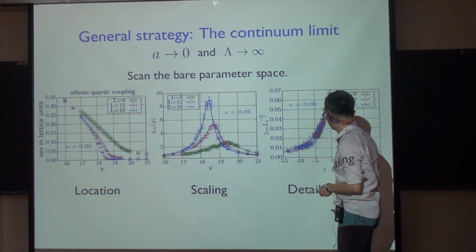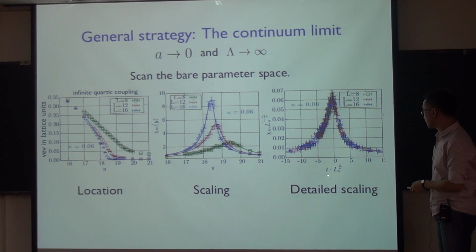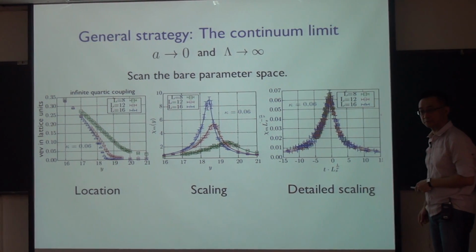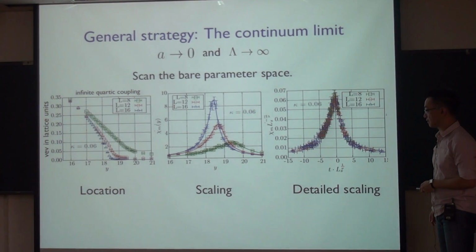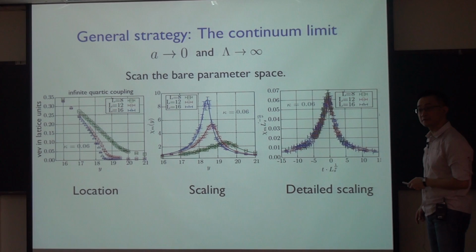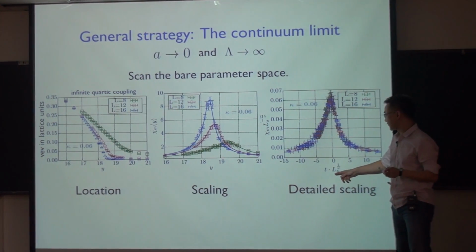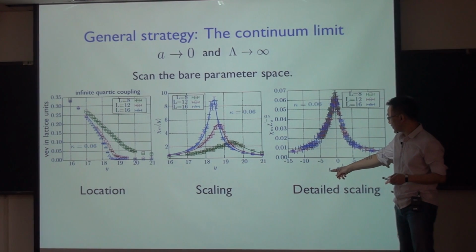Right. So in the last plot, what is the x-axis? This is the scaling variable. You can reconstruct it from knowing this. Okay. So the scaling variable is a function of y. It's a function of y. This is actually okay.